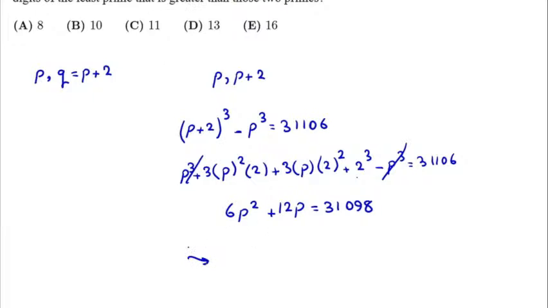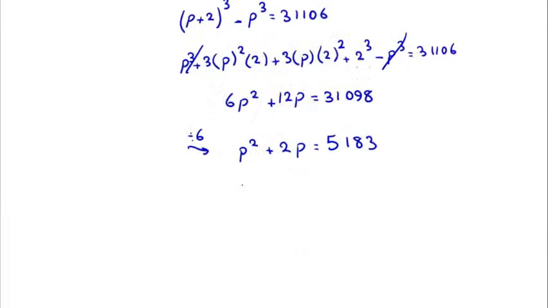Okay, now we divide both sides by 6. It will be p squared plus 2p equals, if we divide by 6, 5,183. So we conclude what? P times p plus 2 equals 5183.